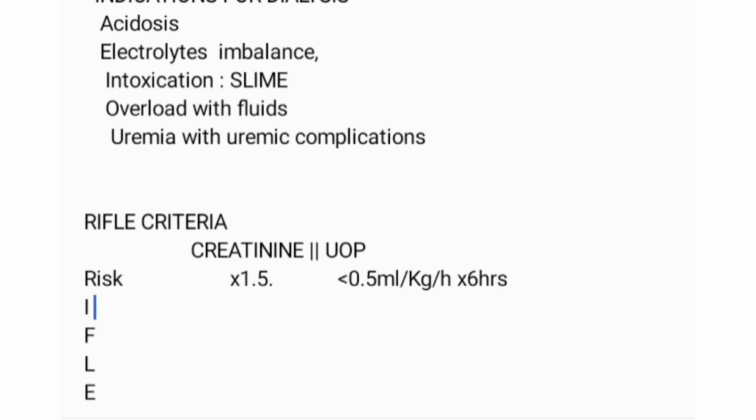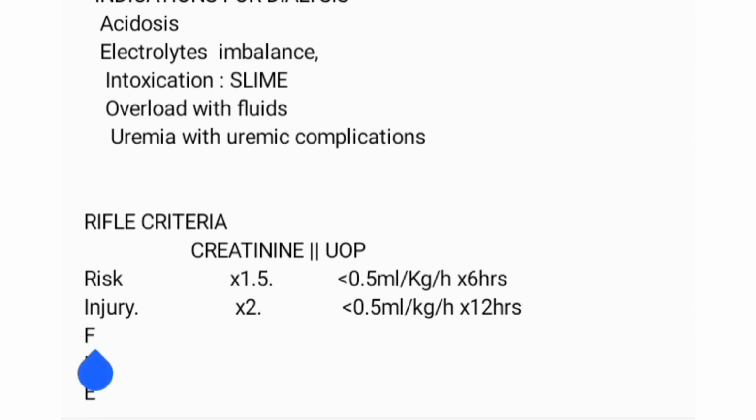Then I, which is for injury. In injury, you expect the creatinine to be increased at least 2 times. Then the urine output should reduce to the same 0.5 mL per kg per hour, but now for 12 hours.